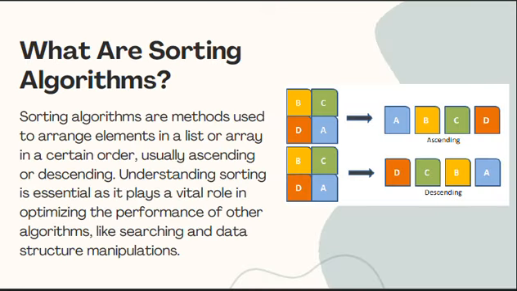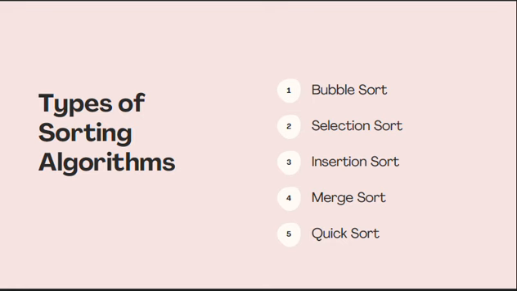Now, what is a sorting algorithm? Sorting algorithms are methods used to arrange elements in a list or array in a certain order, usually ascending or descending. Understanding sorting is essential as it plays a vital role in optimizing the performance of other algorithms like searching and data structure manipulation. Now, focus on the top types of sorting.